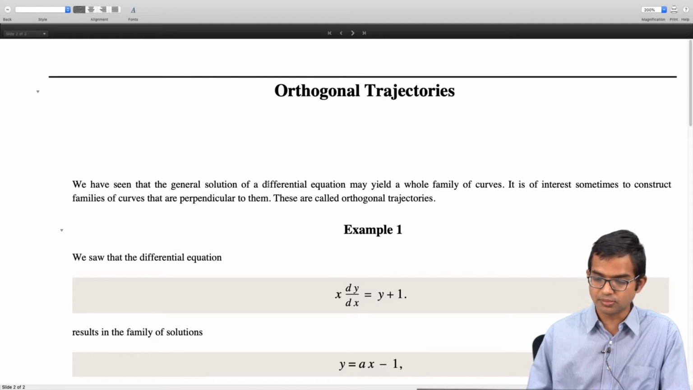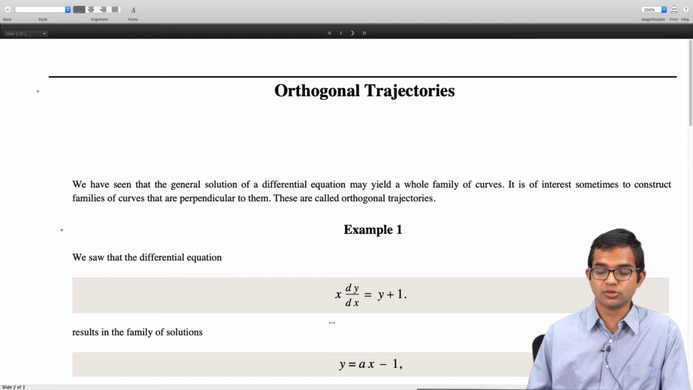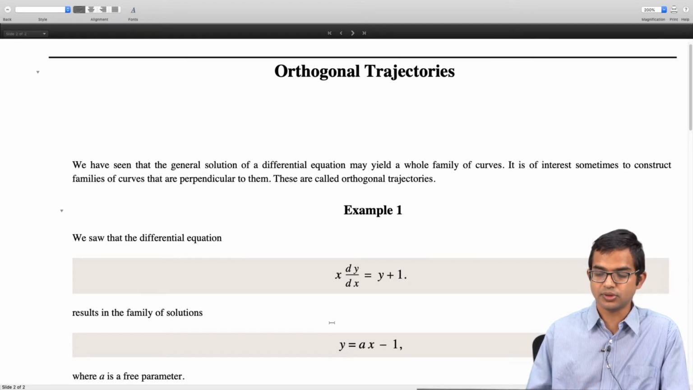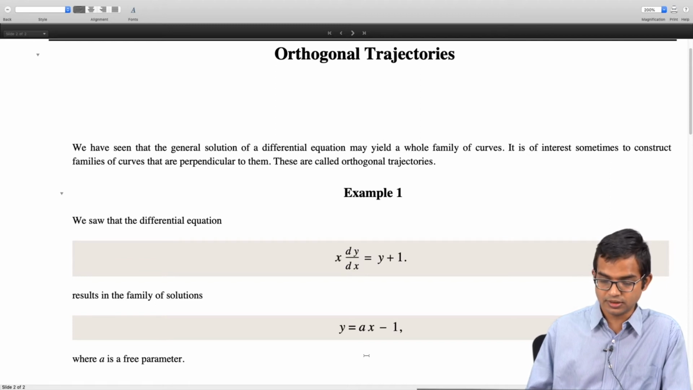So let's look at this example which I've already looked at. If you take the differential equation x times dy by dx is equal to y plus 1, this gives us the general solution y equal to ax minus 1, which is actually a bunch of straight lines, where a corresponds to the slope of this straight line, and as you vary a, the slope will vary, and you cover a whole family of such straight lines.